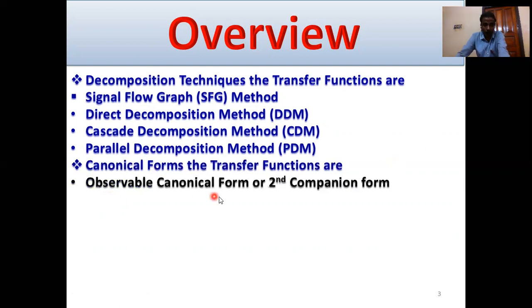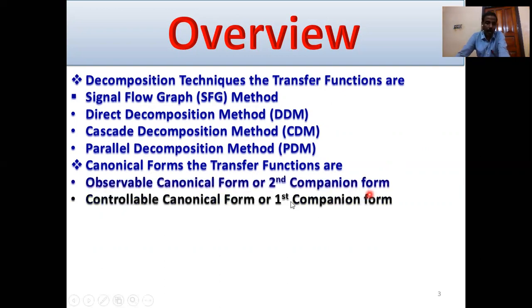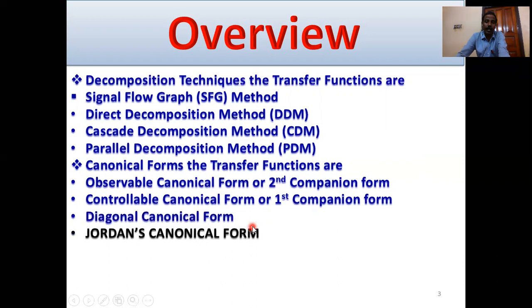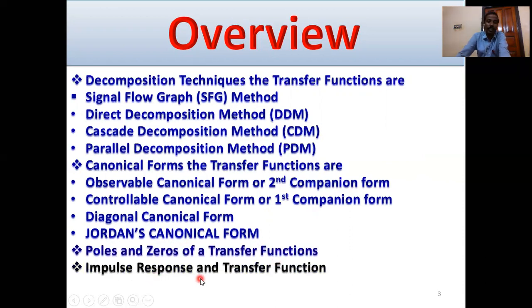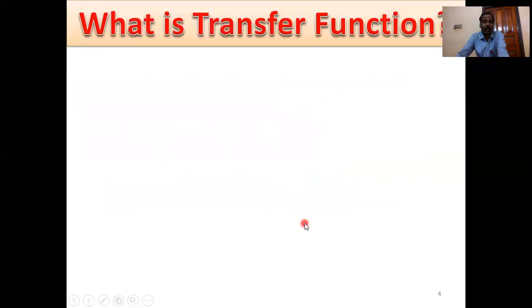Number one, observable canonical form or second companion form. Number two, controllable canonical form or first companion form, diagonal canonical form transfer function techniques, and this is the very important Jordan canonical transfer function techniques. Another concept: poles and zeros of a transfer function, and impulse response and transfer functions. So these are all the overview, targets, or focus in this session.